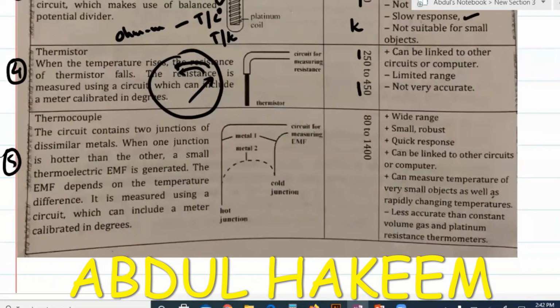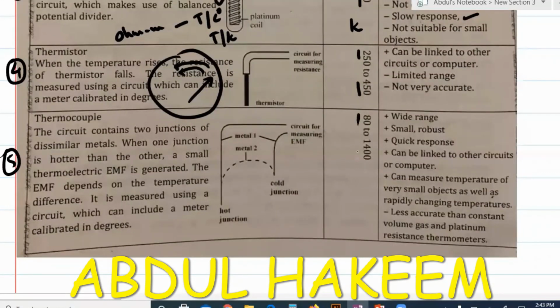And it has a wide range. Look, from 80 to 1400. It is small, quick response, can be linked to other circuits like a computer. It can be used to measure the temperature of a very small object as well as rapidly changing temperature, but it is less accurate. Its accuracy is very small as compared to the other thermometers.